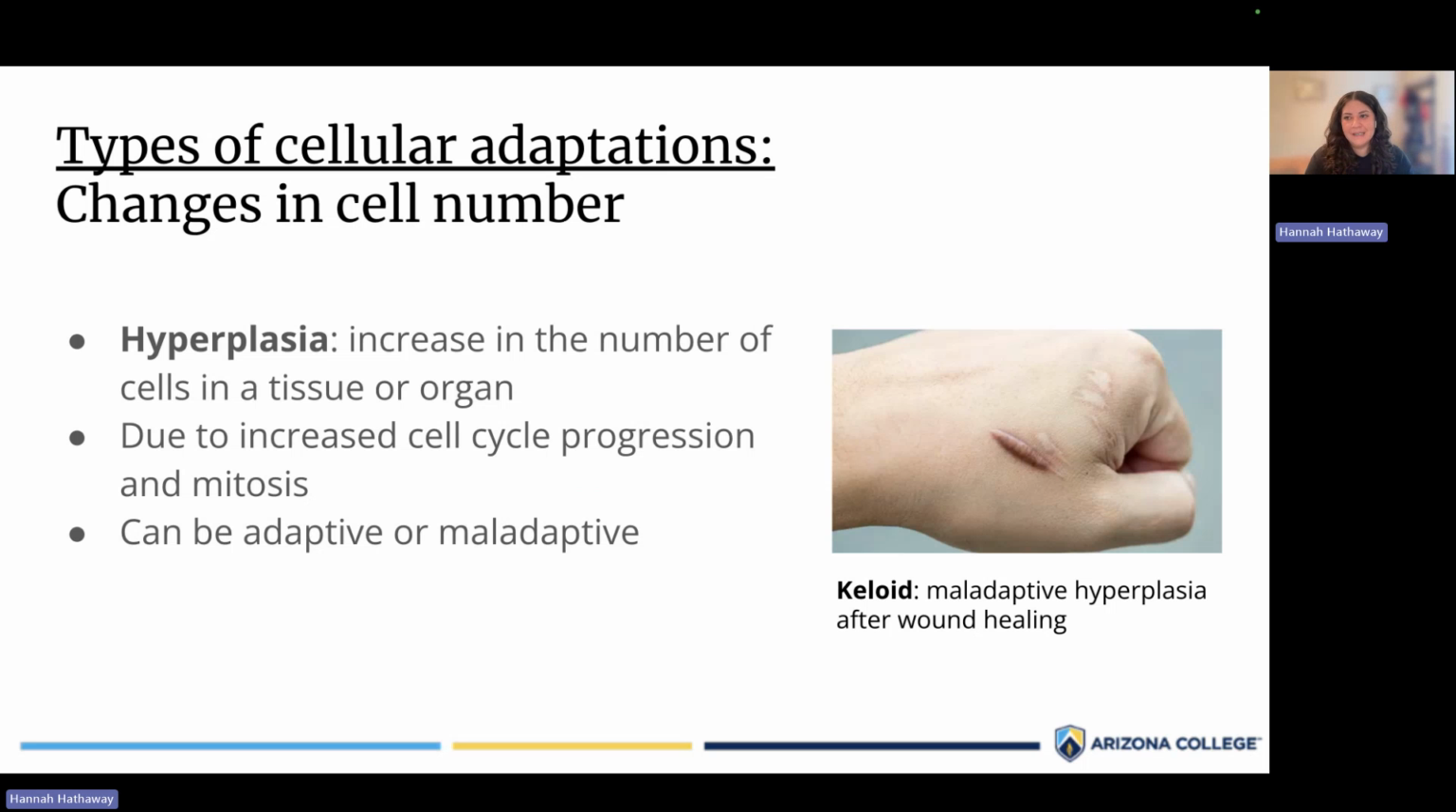Keloids themselves aren't necessarily harmful or dangerous. They can maybe reduce some range of motion. I have a keloid on my ankle because I ruptured my Achilles tendon and had surgery for that a few years ago, and it does limit my range of motion a little bit, but it doesn't hurt me or anything. So it's not that these examples are all causing harm to health or are dangerous, these are all just examples of different types of cellular adaptations. So a keloid is just a maladaptive change. It doesn't mean that it's causing a disease or a disorder necessarily.